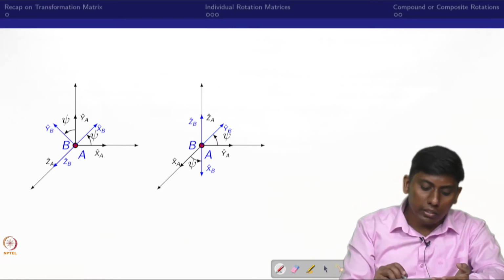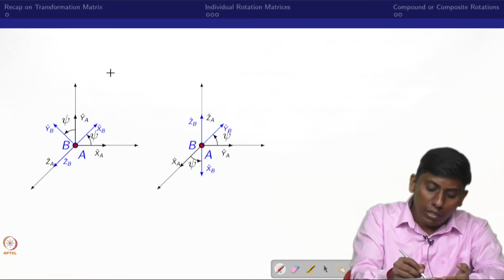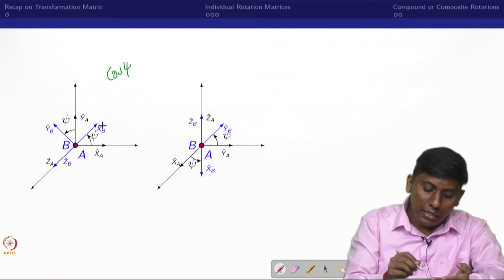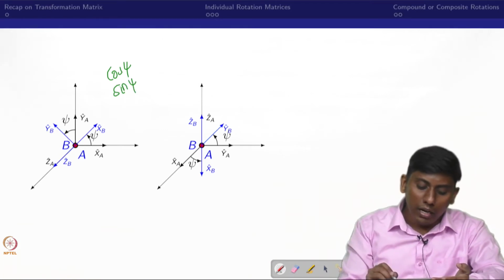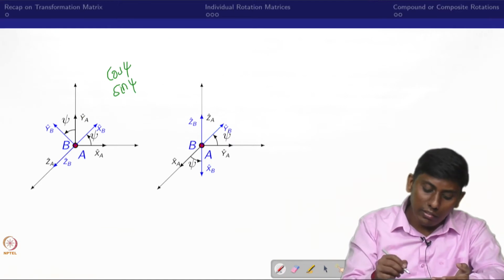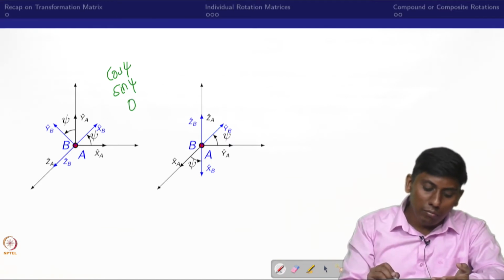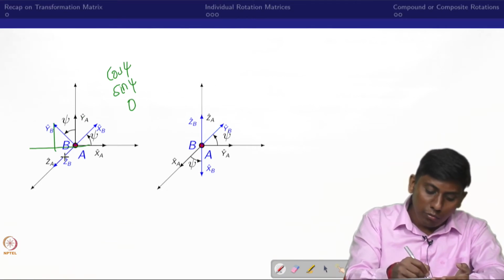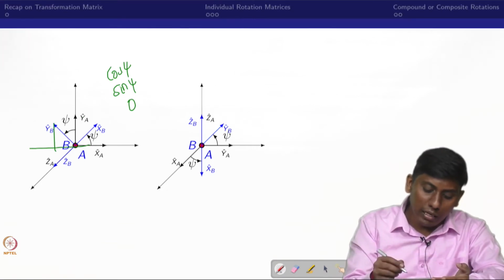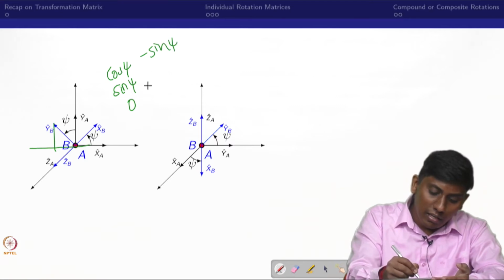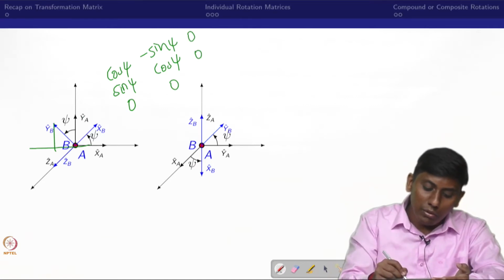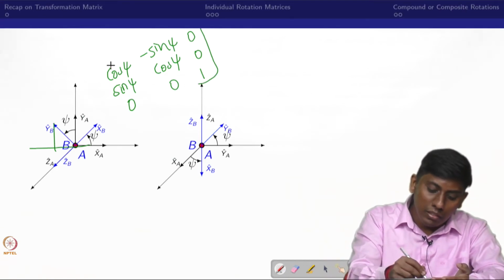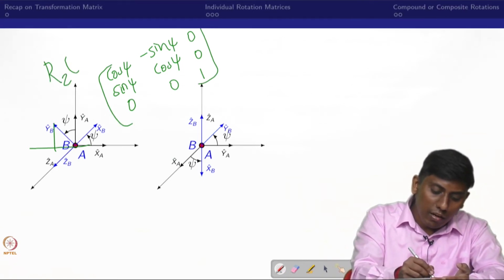If we project XB cap on XA, that would be cos phi. XB cap projected on Y would be sin phi, and XB cap projected on the ZA frame would be 0. Similarly, YB projected would be minus sin phi, cos phi, and 0. ZB cap projected on X and Y would be 0, but in Z it would be 1. This is equivalent to RZ of phi, right.